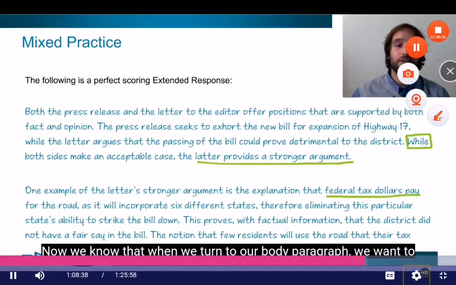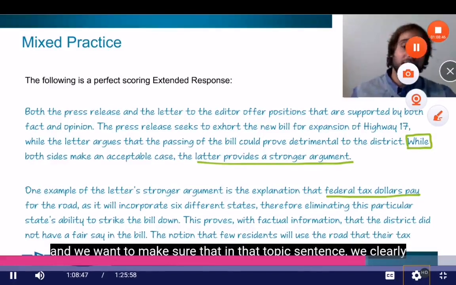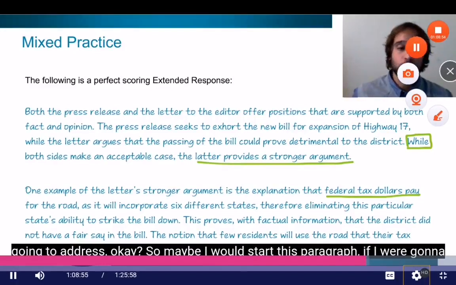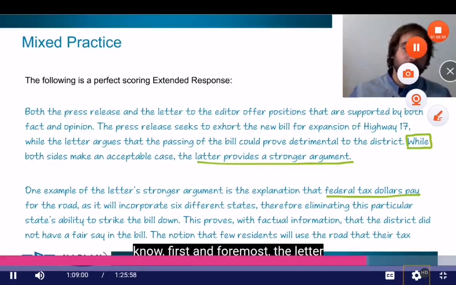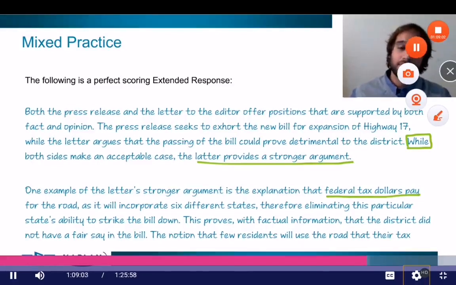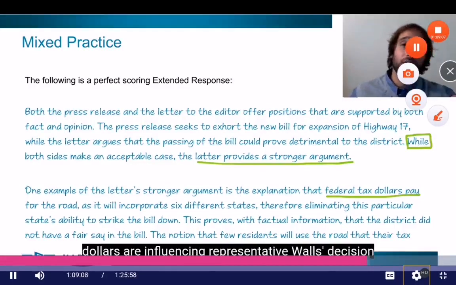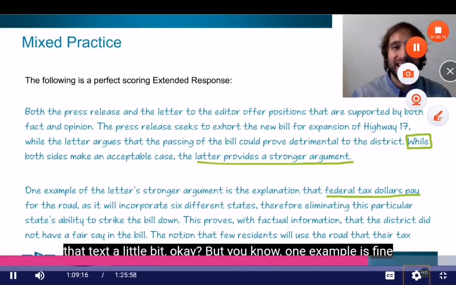Now we know that when we turn to our body paragraph, we want to do a couple things with that first sentence. We want to transition, and we want to make sure that in that topic sentence we clearly state the core idea, the big piece of evidence that we're going to address. So maybe, if I were going to make a little adjustment, I would start this paragraph like, first and foremost, the letter provides an explanation of how federal tax dollars are influencing Representative Walz's decision here. So it's just one other way to potentially manipulate that text a little bit.